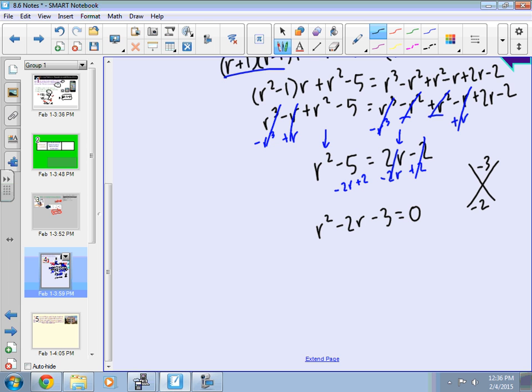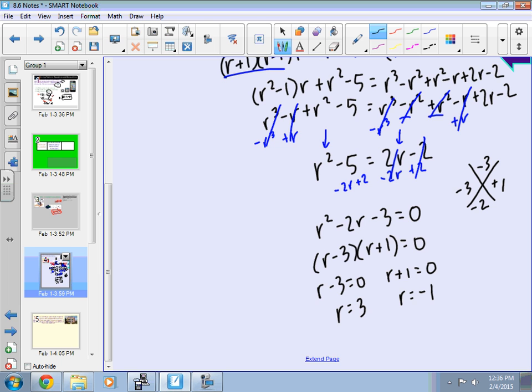What's going to multiply to negative 3 and add to negative 2? Negative 3 and positive 1. So we get r minus 3 times r plus 1 equals 0. Setting those both equal to 0, we get that r equals 3 or r equals negative 1. Those are the two solutions.